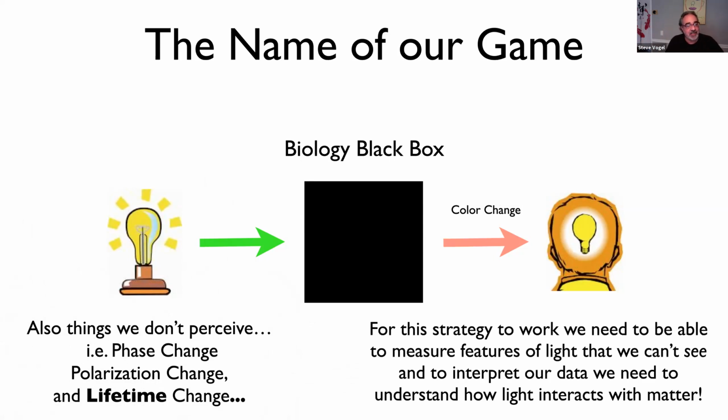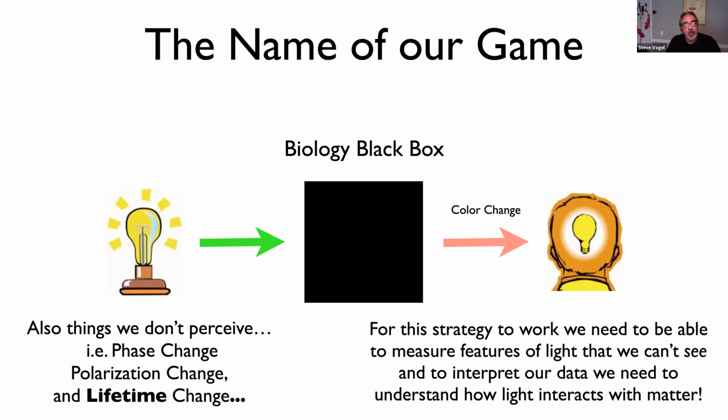Some of the things that come out of it, we don't normally see with our eyes. We can't see phase changes or polarization changes, and we can't see lifetime changes. Our eyes cannot pick up the difference between a 3 nanosecond decay and a 2.8 nanosecond decay. They're not capable of discriminating that. But just because our eyes can't see it, that doesn't mean we can't build machines that can see it.